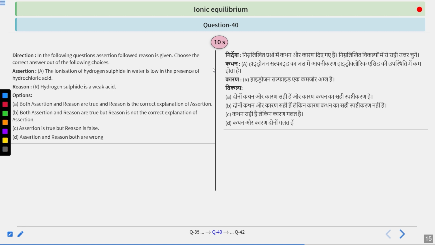Options are: A, both assertion and reason are true, and reason is the correct explanation of assertion. B, both assertion and reason are true, but reason is not the correct explanation of assertion. Option C, assertion is true, but reason is false. Option D, assertion and reason both are wrong. Your time to solve this question starts now.